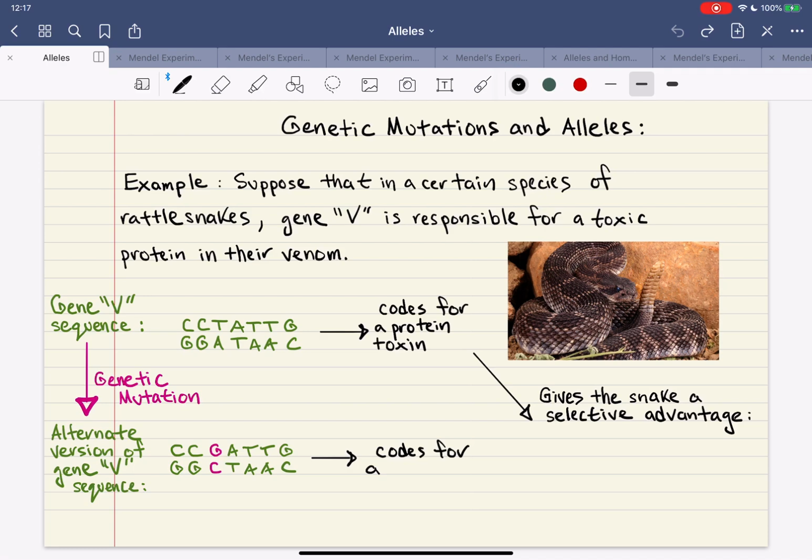I say in this example, suppose that in a certain species of rattlesnakes, there's a single gene, which we're going to call gene V, and that gene is responsible for a toxic protein in the venom of the rattlesnake.